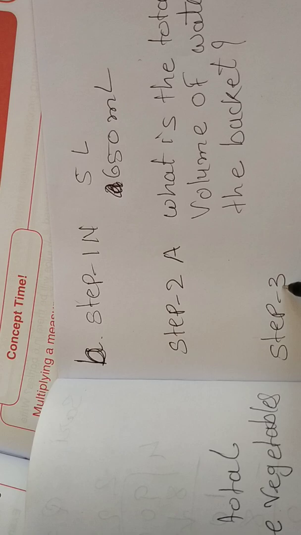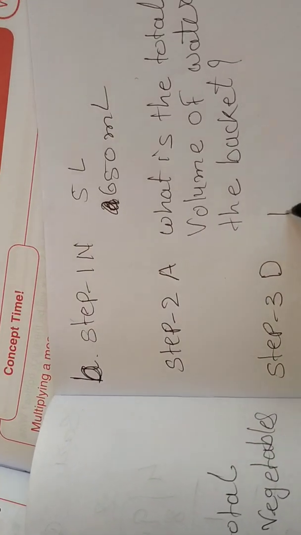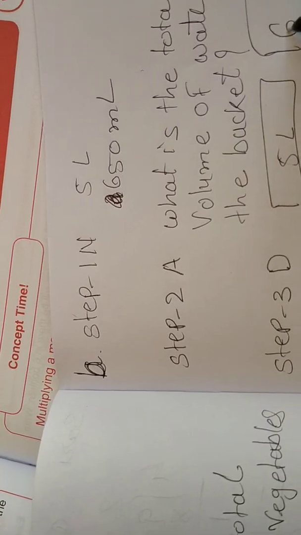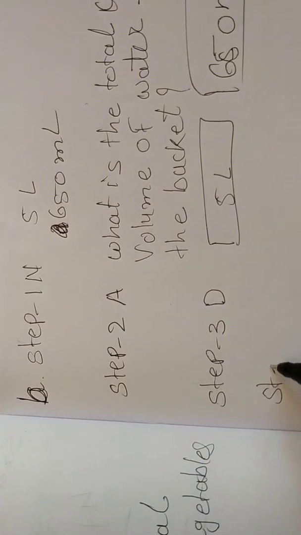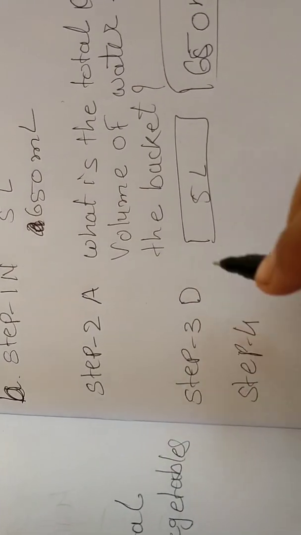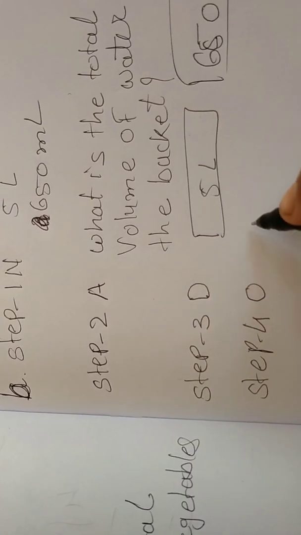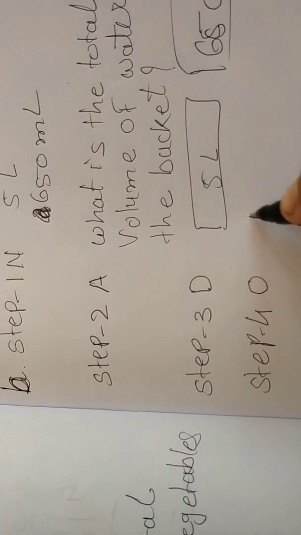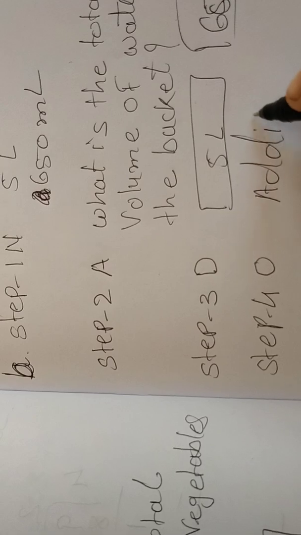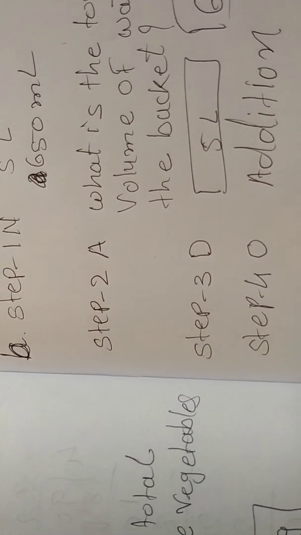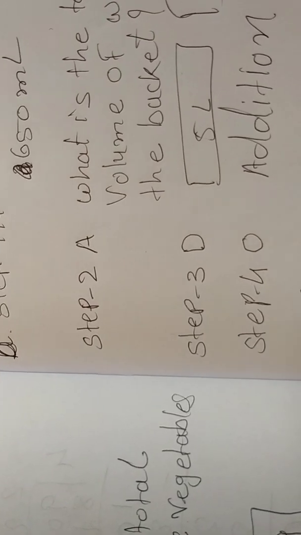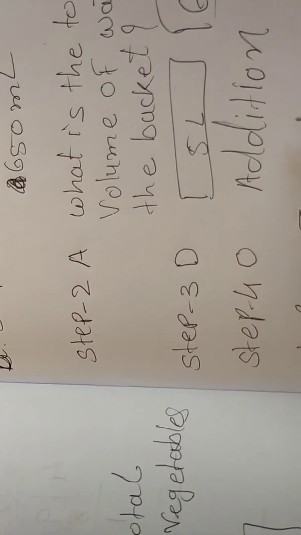Step number 3, draw. We have to draw two boxes, 5 liter, 615 milliliter. Then step number 4 is operation. Here we have to do addition operation. Addition is there.